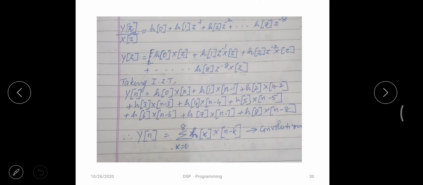And we all know the transfer function H of z is equal to Y of z divided by X of z. So Y of z is equal to X of z into h of 0 plus h of 1 and so on. Where h of 0, h of 1, h of 2 are called filter coefficients. Since we have taken a 9-tap filter, we are going to have the filter coefficients from h of 0 to h of 8. So finally I can express my output sequence y of n is equal to summation h of k into x of n minus k, where k takes values 0 to 8.